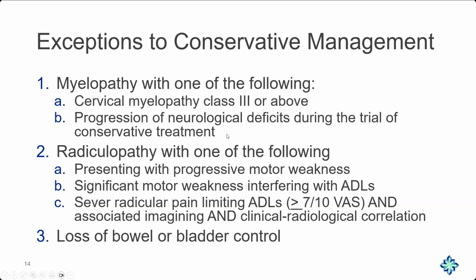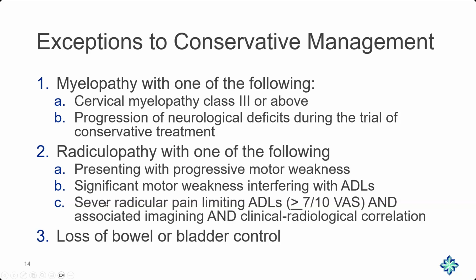So that's what you're going to need to prove in your documentation. In the isolated radiculopathy, things are one of the following of these. So presenting with progressive motor weakness, significant motor weakness that interferes with ADLs. Again, we need to see which ADLs it is interfering with. You need to give indication of how it's interfering.